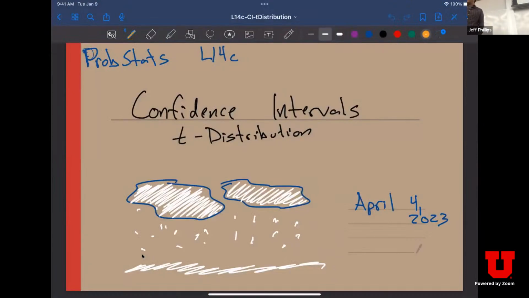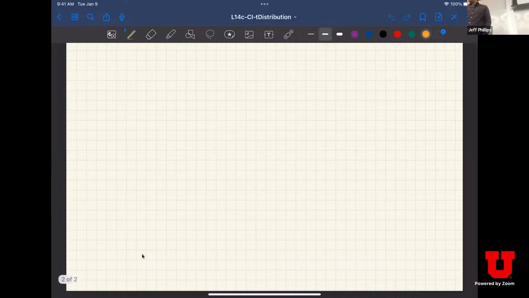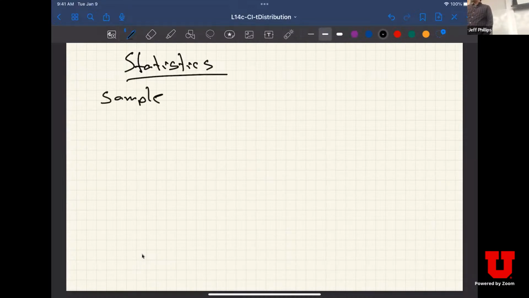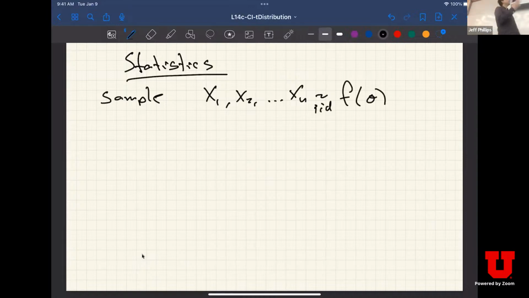So let's back up a little bit to the main premise that we're talking about. Statistics. What do we mean by this? It means that we have a sample, and we'll think of this as x1 up to xn, and these are drawn IID from some distribution parameterized by some parametric distribution. That means you can define it by just a few simple parameters, maybe one, and theta is generically going to be this parameter.